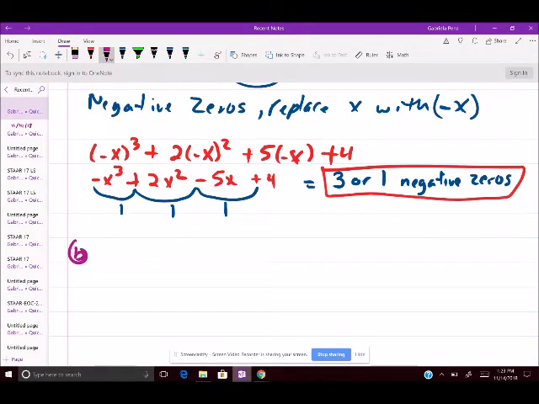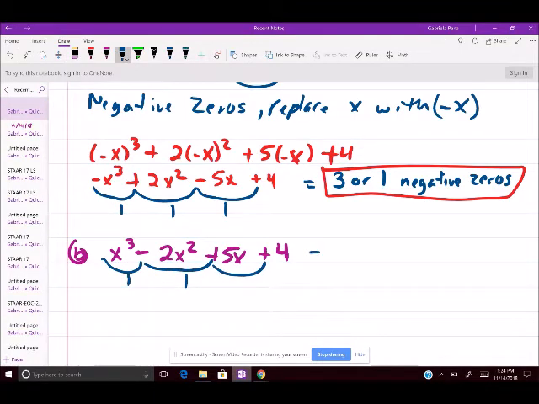Let's say we had x cubed minus 2x squared plus 5x plus 4. So this is your original one. From here to here, is there a change? Yes. From here to here, is there a change? Yes. From here to here, is there a change? No. So how many changes do I have? 2 or 0. Because what is 2 minus 2? Remember I told you, you have to subtract 2.